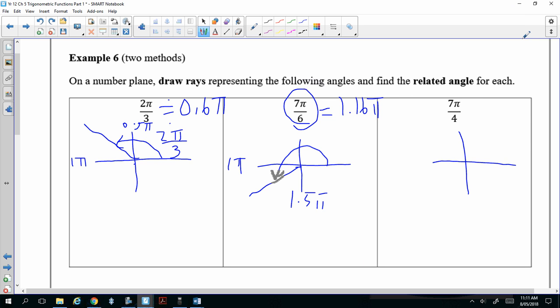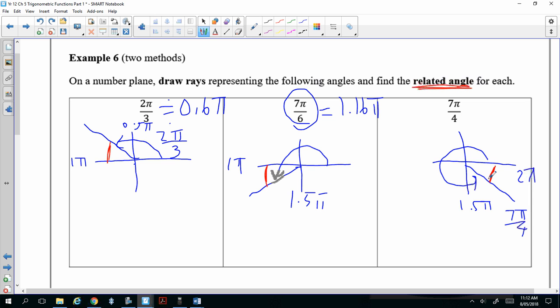After we do this, now we have to find what we call the related angle. What's that? The related angle is the angle the line makes with the x-axis, the acute angle. That will help us to find the ratio. Now, how do I find the related angle? With degrees, we'd do 180 minus. But for this one, you just do pi minus 2 pi over 3.